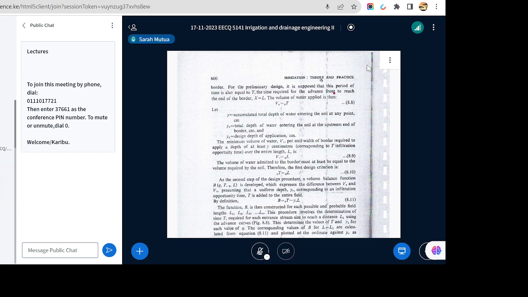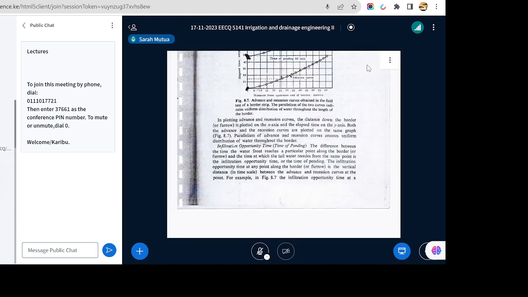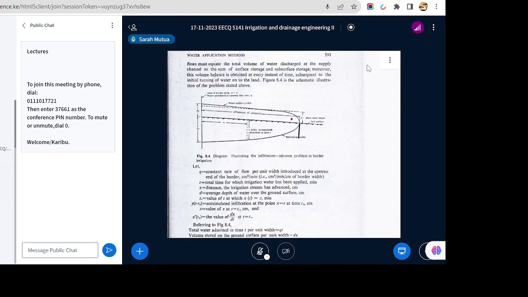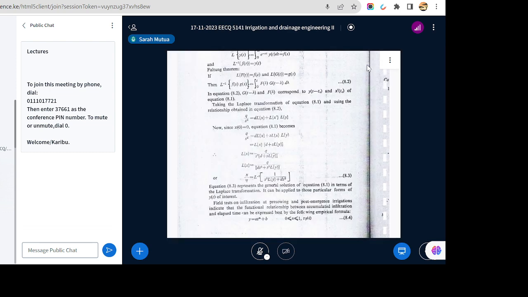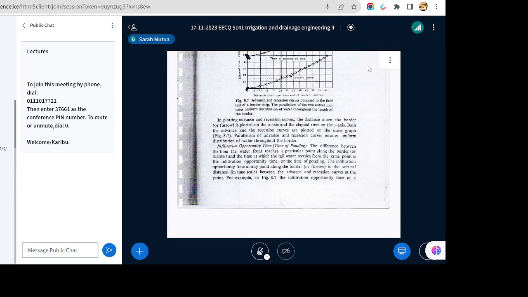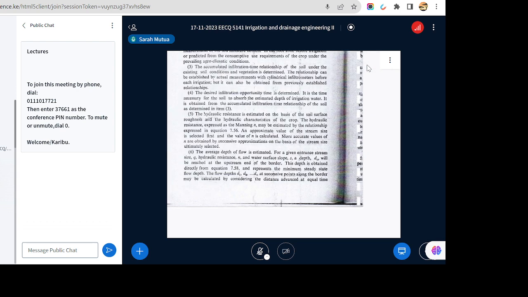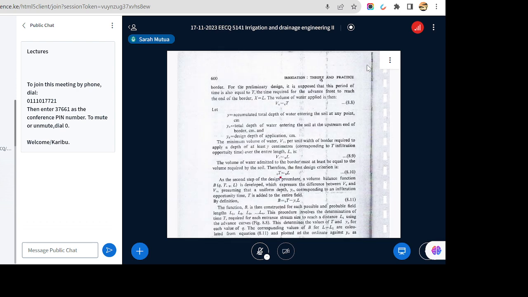you can suppose that the period, that time that you apply and multiply with Q, is equal to the time required for the advance front to reach the end of the border. That is when X is equal to L, the entire length of the border strip. So that if you were then to calculate the total volume of water applied, it will be equal to Q times T.